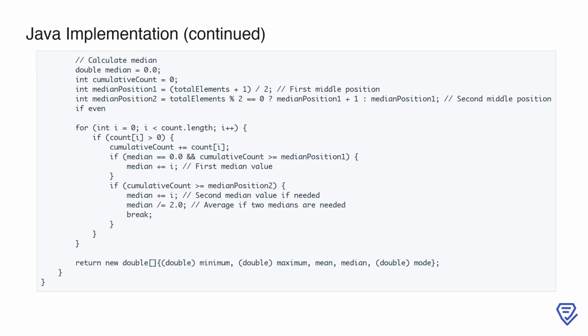We then iterate through the count array again, keeping a running total of cumulative count. When this cumulative count reaches or exceeds median position 1, we add the current index to median as the first median value. If cumulative count reaches median position 2, we add the current index again and take the average if both positions are needed. This ensures that the median is calculated correctly for both odd and even total element counts. Finally, we return a double array containing the minimum, maximum, mean, median, and mode values in order.